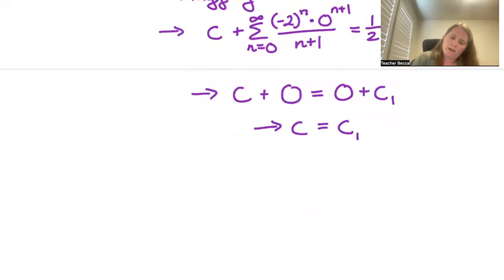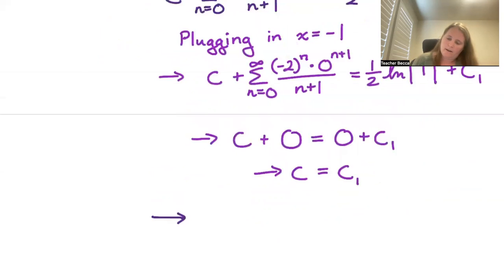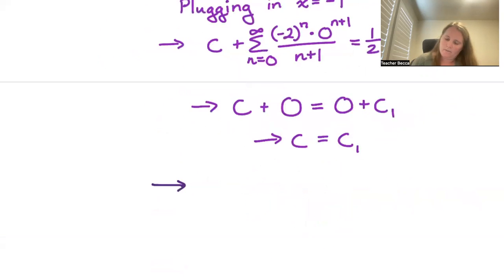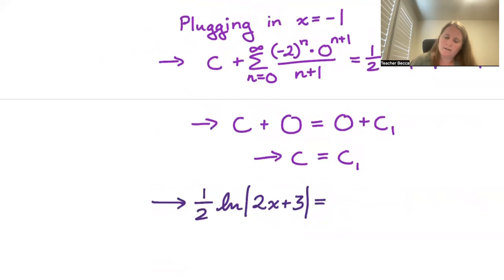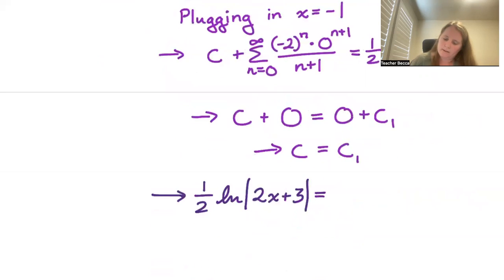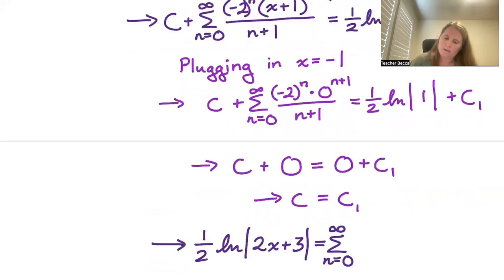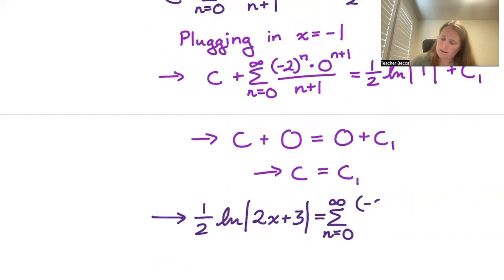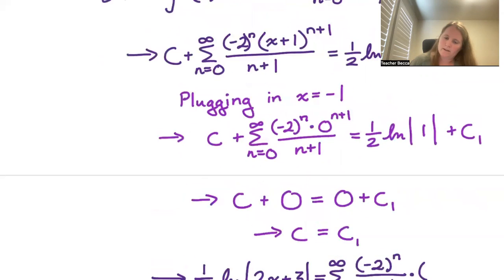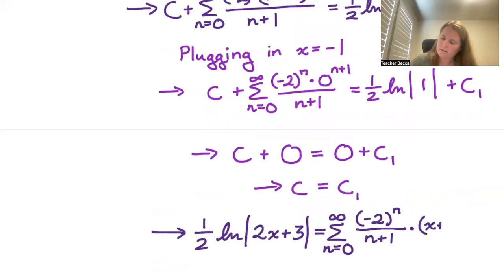And so we wind up getting that 1/2 times the natural log of the absolute value of 2x plus 3 can be written as the series, the sum from n equals 0 to infinity of (-2)^n over n plus 1 times (x plus 1)^(n+1).